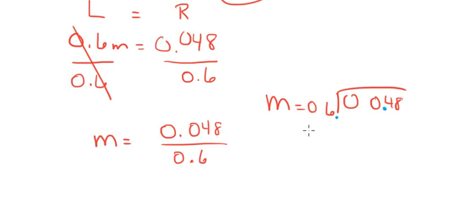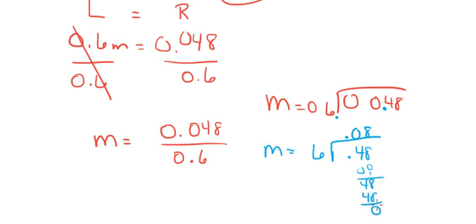Okay, and now, so here's my problem. So now I can rewrite this as m equals 6 divided by 0.48. I don't really need those zeros, do I? They're kind of just there in the way. I bring my decimal up. Okay, now I can do my math. How many times does 6 go into 4? 0 times, right? So obviously 6 times 0 is 0. I bring down my 4. Now I have to bring down my 8. How many times does 6 go into 48? 8 times. 8 times 6 is 48. I've zeroed out, so there's nothing left to do.